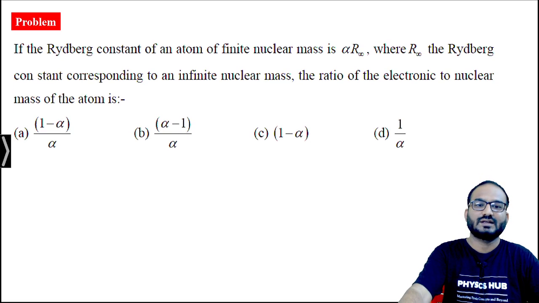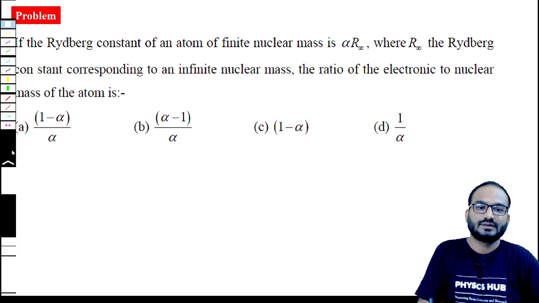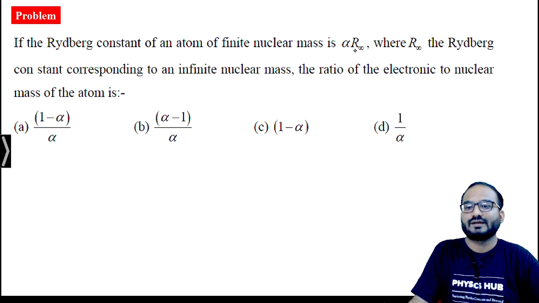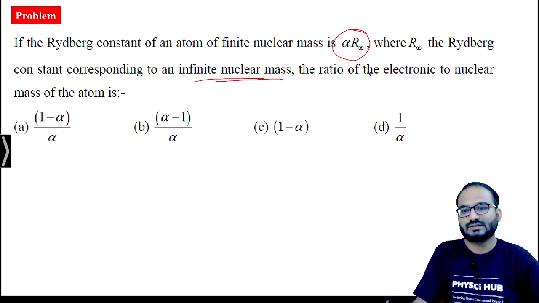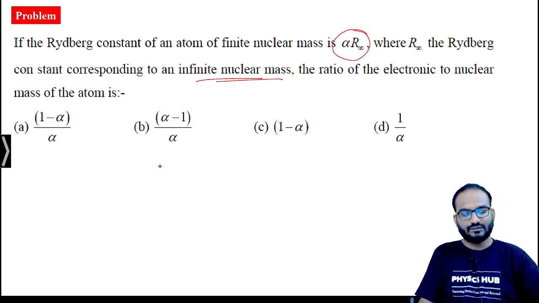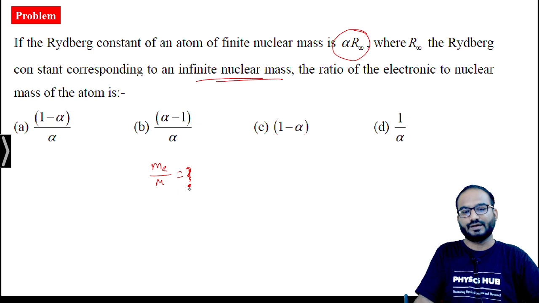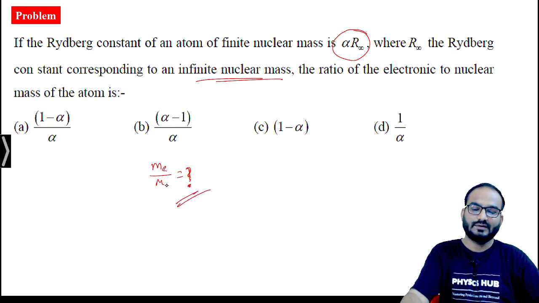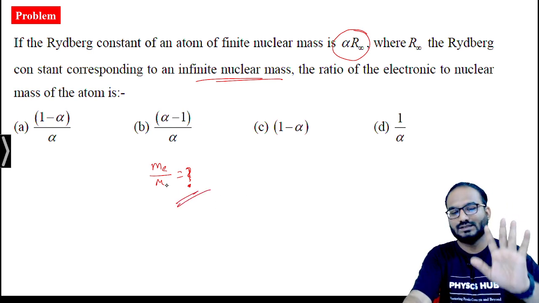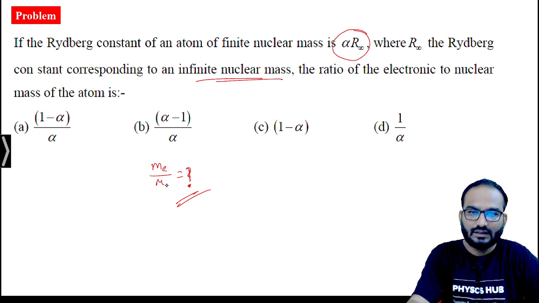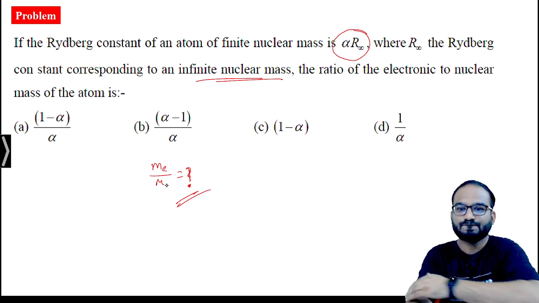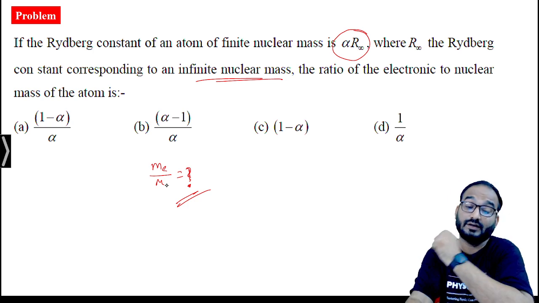Now one problem: if the Rydberg constant of a finite nuclear mass is alpha times R infinity, the Rydberg constant corresponding to infinite nuclear mass, calculate the ratio of electronic mass to nuclear mass. Take this as homework, you can do it by yourself and tell me the answer in the comment. I hope you have understood, and just by simply using the formula you can get it. Give me an answer in the comment section.